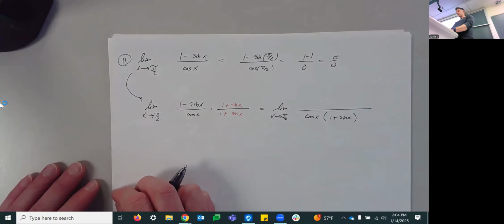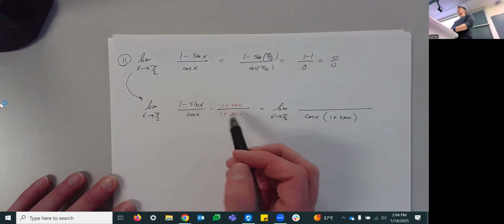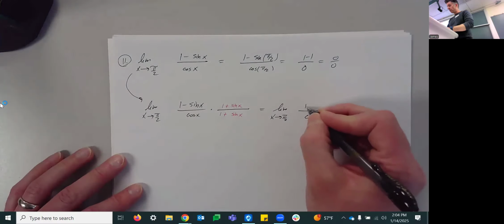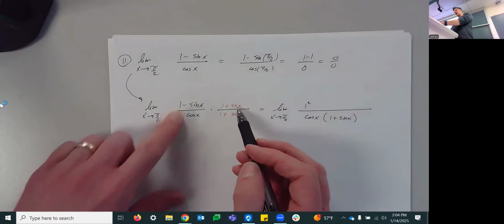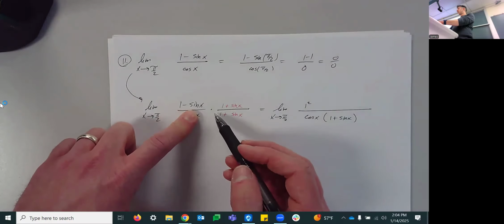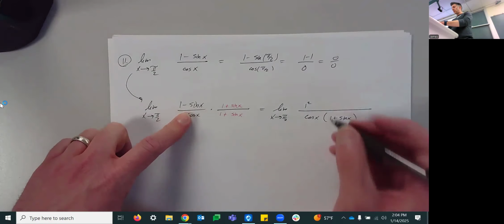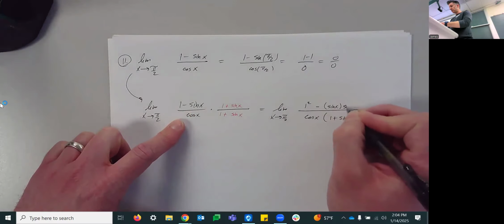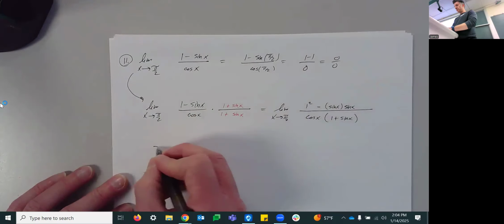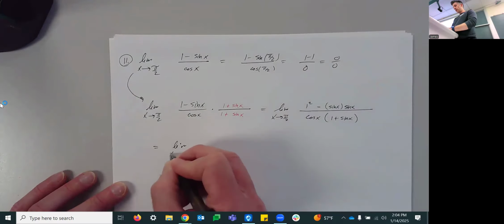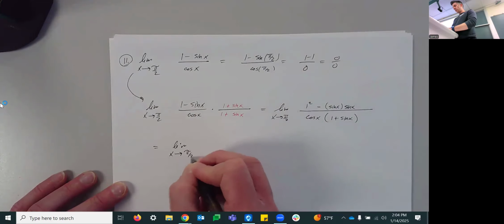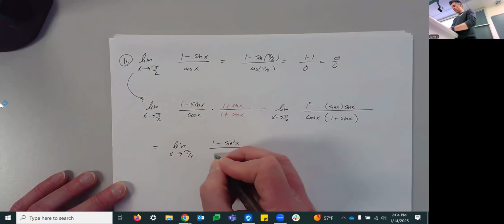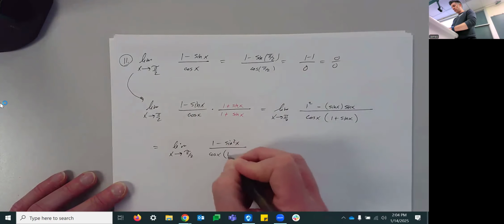In the numerator, we're going to actually multiply it out. And again, remember, the middle terms end up adding up to 0. So we're going to get 1 squared. We would get a plus sine and a minus sine, but those are going to add to 0. And then we get a minus sine times a sine, which is going to be minus sine of x times sine of x. Or as I would have written it, the limit as x approaches pi over 2 of 1 minus sine squared x all over cosine x times 1 plus sine x.